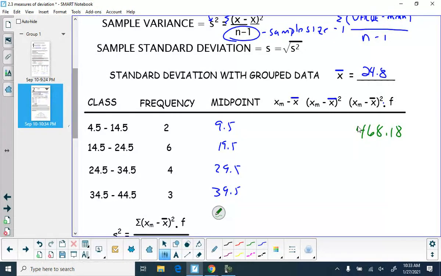So you want to work sideways and then down. We took the 9.5 minus our mean. Then we square that. Then we multiply by the frequency. Okay, so take your 19.5 minus your mean. Square that. Then multiply by its frequency. And your calculator is a very nice tool to have. Does a lot of nice work for you.